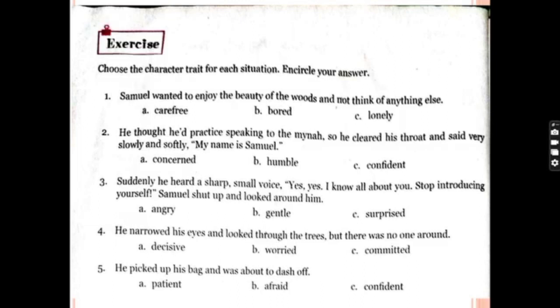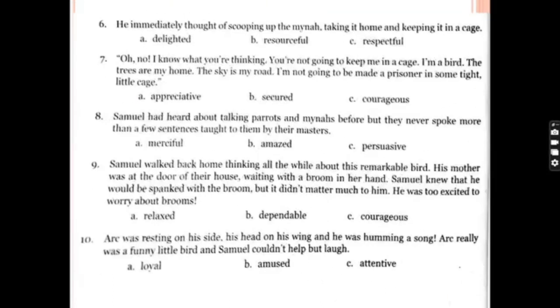Five. He picked up his bag and was about to dash off. A. Patient, B. Afraid, or C. Confident. Next. Number 6. He immediately thought of scooping up the myna, taking it home and keeping it in a cage. A. Delighted, B. Resourceful, or C. Respectful.